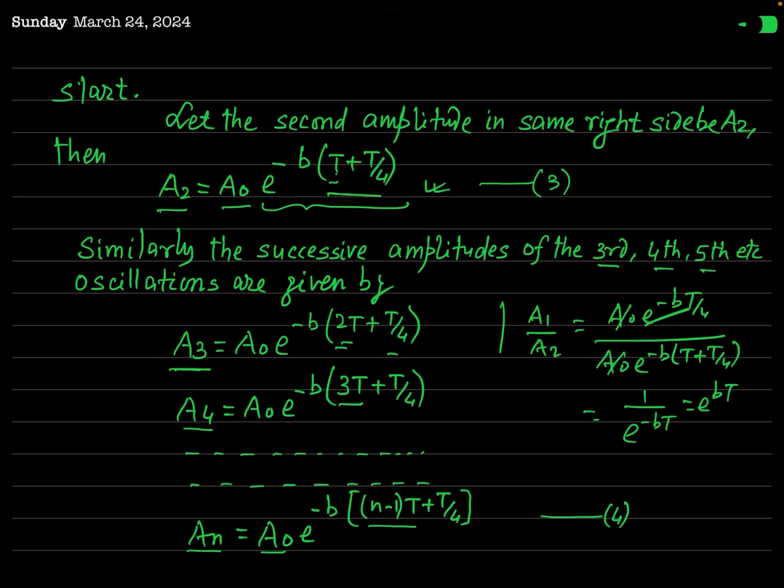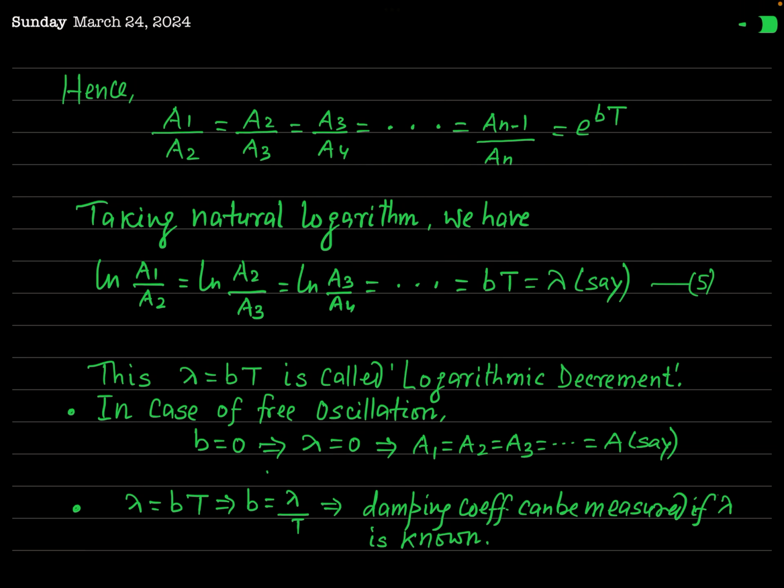In a similar manner, when you divide A2 by A3, again you will see that the ratio will be the same, and that will be equal to e to the power BT. Okay, so the ratio of two successive amplitudes is constant, and that is equal to e to the power BT. Okay, you can check. And so I have written it here. You can see that the ratio of A1 to A2, A2 to A3, A3 to A4 are all equal, and that is equal to e to the power BT.